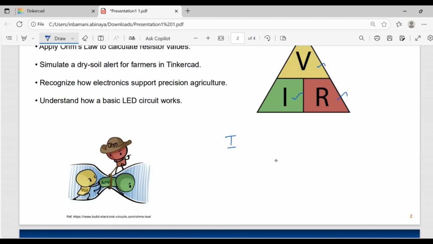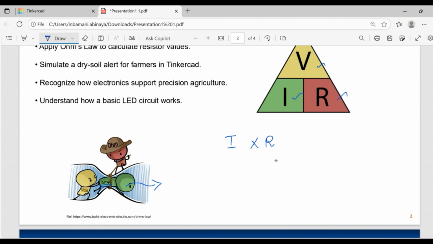I represents the current. Current refers to the flow of electric charge or electrons through the conductor. It's like water flowing through a pipe. The more the current, the more electrons are moving. It's measured in amperes.